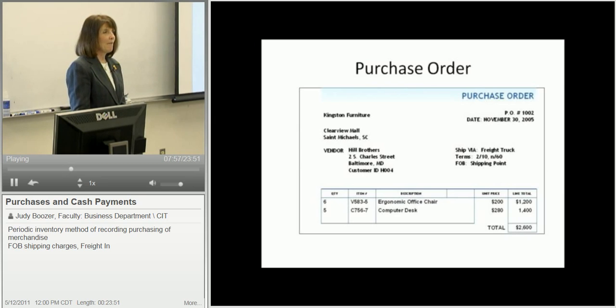If it says FOB destination, meaning it's free on board to the destination, who's paying for shipping? The seller, because they're paying for it all the way to the destination, which is to the buyer. So you have to pay attention as to who pays for shipping. Is that an important part of purchases? Yes, because shipping is a big expense anymore. So you want to pay attention as to who is paying the shipping when you're placing your orders.